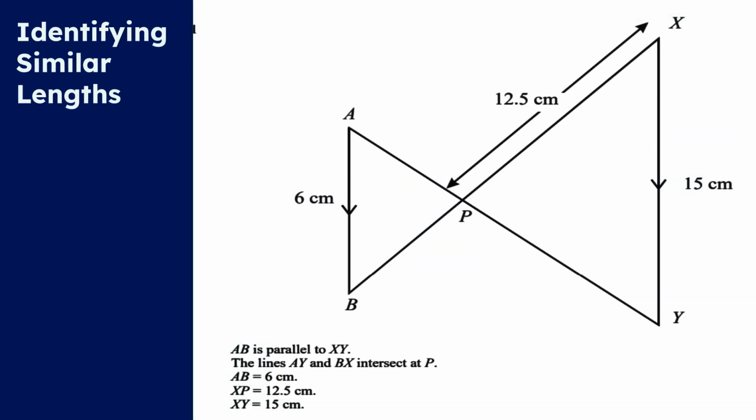In this example, AB is parallel to XY. The lines AY and BX intersect at P. AB equals 6 centimeters. XP equals 12.5 centimeters. XY equals 15 centimeters. Work out the length of BP.